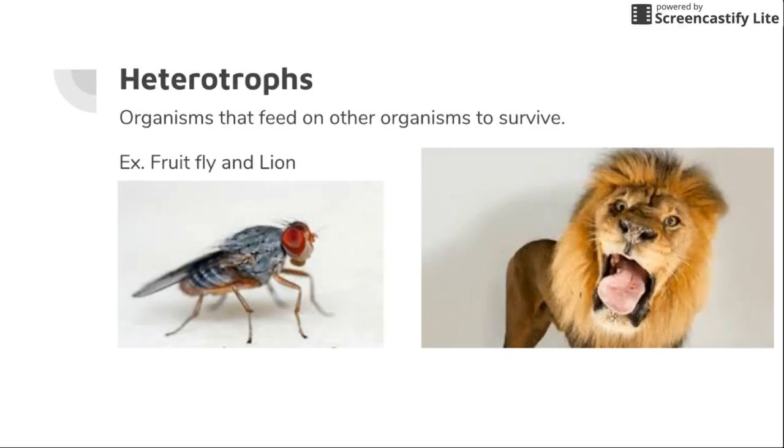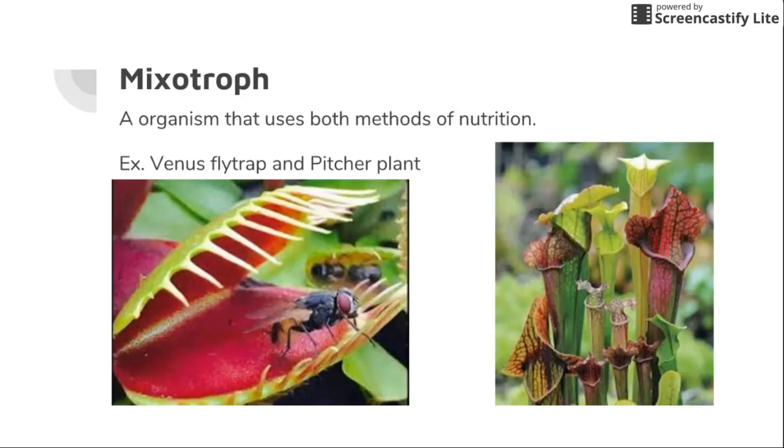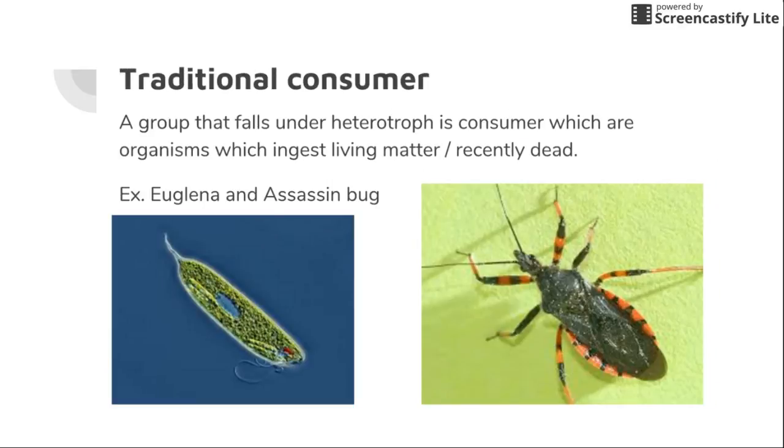Heterotrophs, organisms that feed on other organisms to survive. Examples are fruit fly and lion. Mixotrophs are organisms that use both methods of nutrients. Examples, Venus flytraps and pitcher plants.